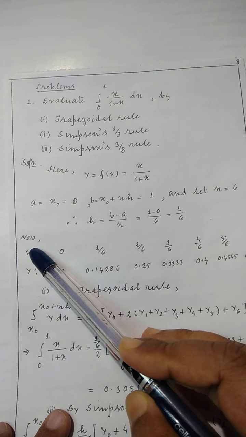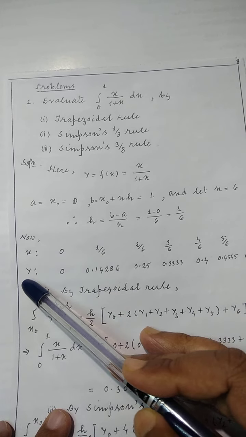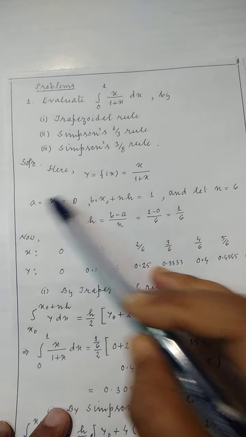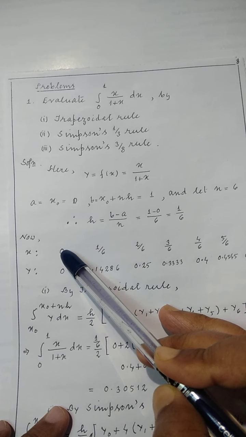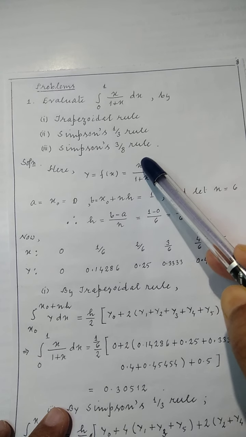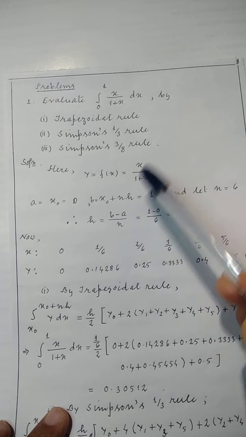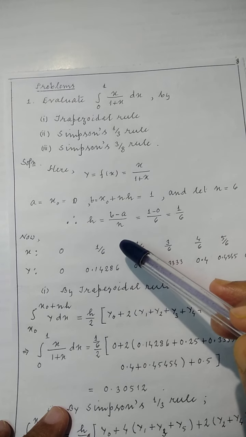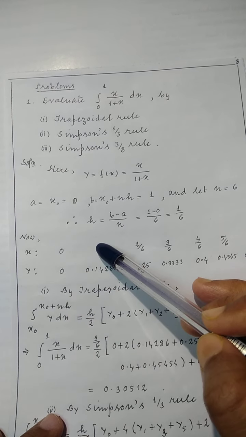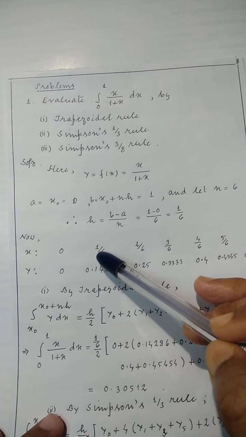So let's prepare this table. Here you take the value of x, here the value of y. Corresponding to the value of x, you can find the value of y, which means f(x). So what is the first point? Here x is equal to 0, that means it is x naught. If you take x is equal to 0, 0 by something, you will get 0. Next, you take the next point. This is x naught, and this one is x1. x1 means x naught plus h.